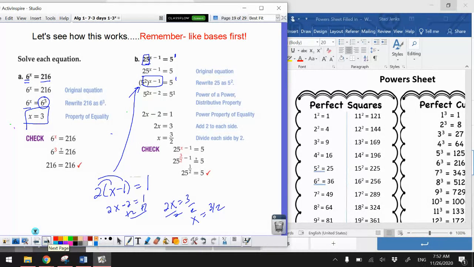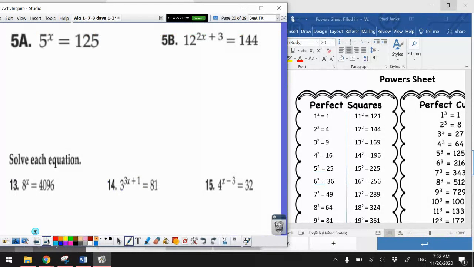All right, so let's take some of these and break them down. So 5 and 125. Looking at my 5s, it's not a squared. If I come over here, I can see my cubes. 5 cubed is 125. So I'm going to replace the 125 with a 5 cubed.